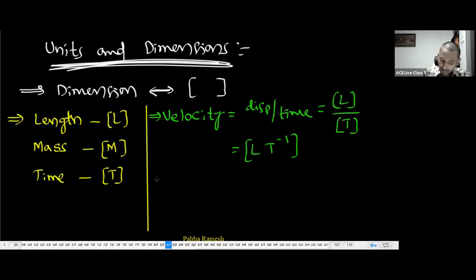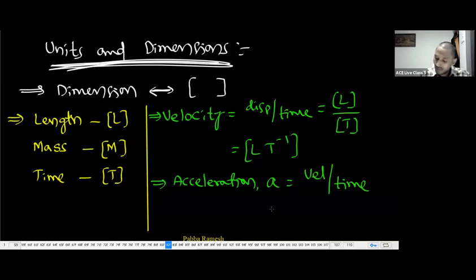Okay, after that. Now, acceleration. What is acceleration? A is equal to velocity by time. What is velocity? LT minus 1 by time. Therefore, LT minus 2. Clear?